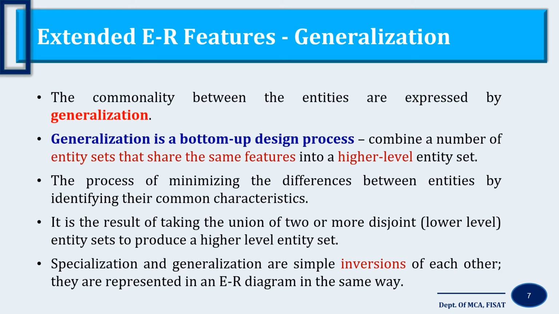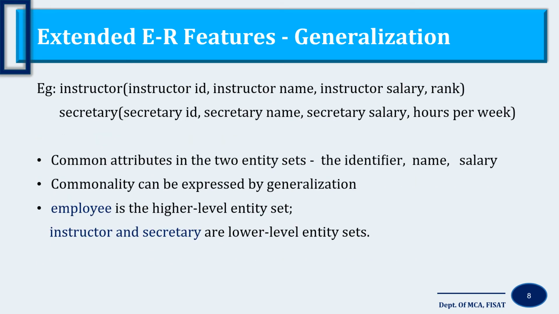Specialization is represented using an ISA triangle. This diagram can also be called an ISA diagram, right? Since we are representing this specialization with the help of this ISA triangle. Generalization can also be represented using the same notation. So we are considering two entity sets as an example, the instructor entity set and the secretary entity set. These two entity sets have some attributes in common, like the ID, the name, the salary field, etc. So we are finding out the common attributes among the entity sets.